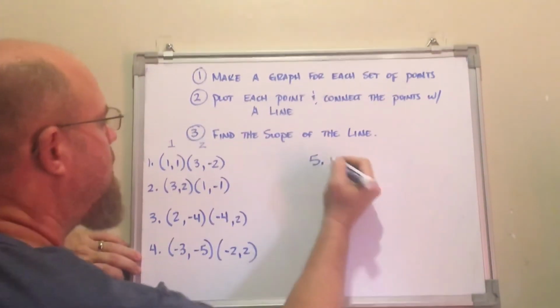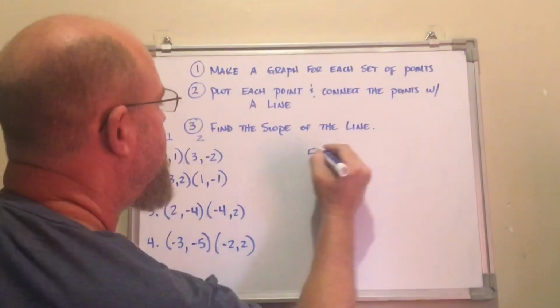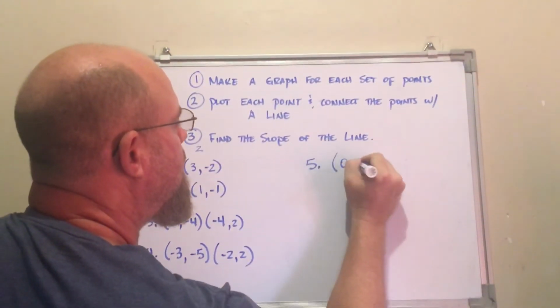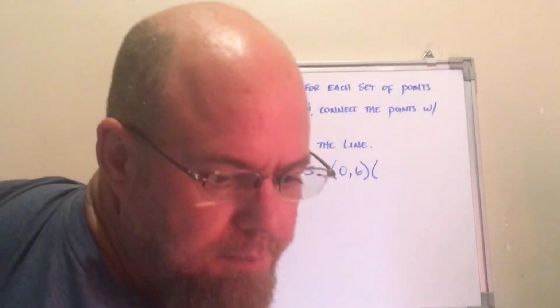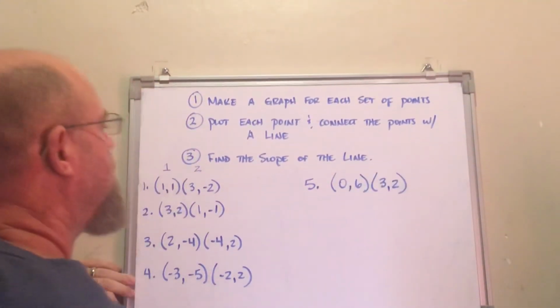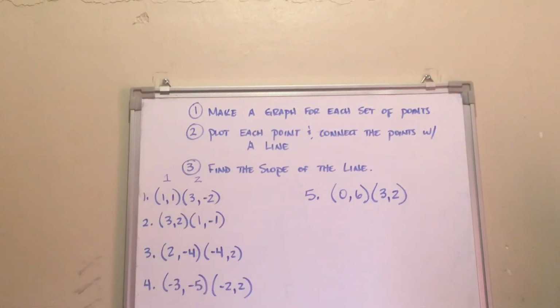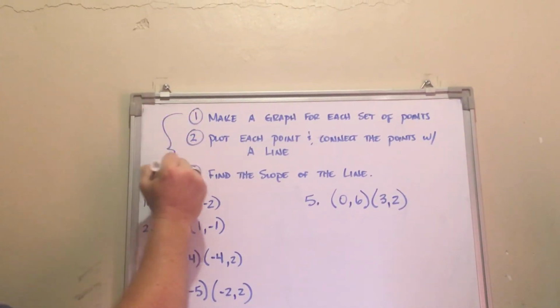And the last one is going to be point 0, 6 and point 3, 2. All right? So I want you to do these 5 just like I did the previous one. Okay? With these directions. All right?